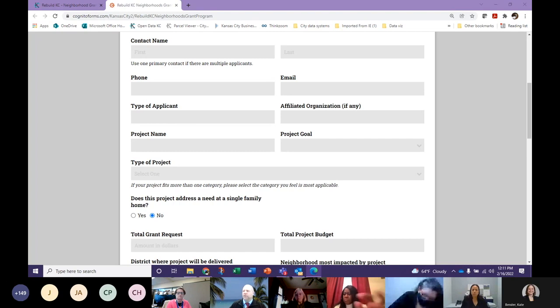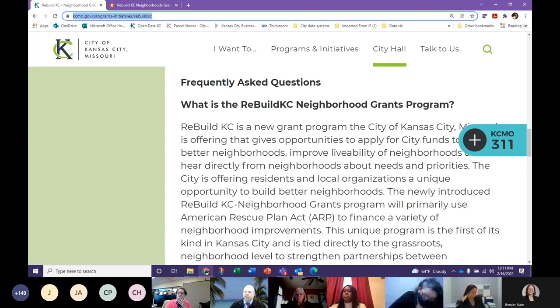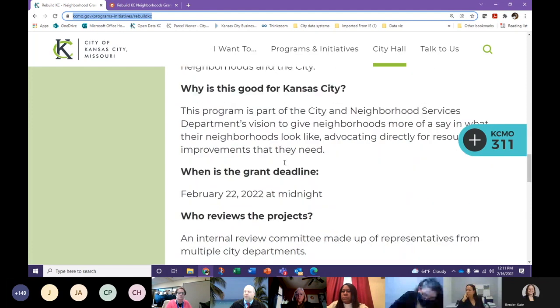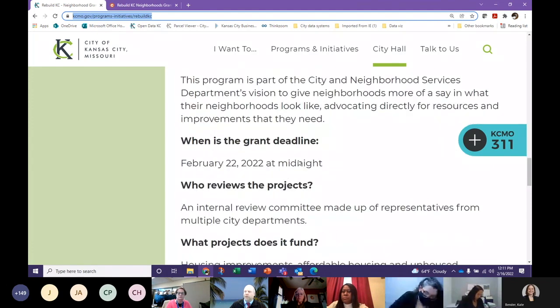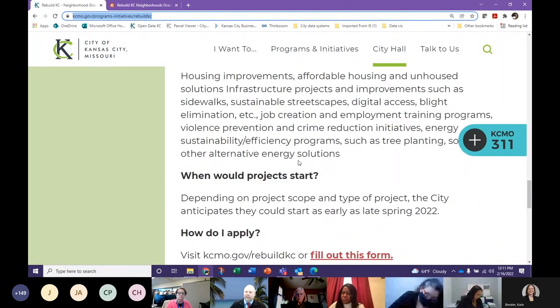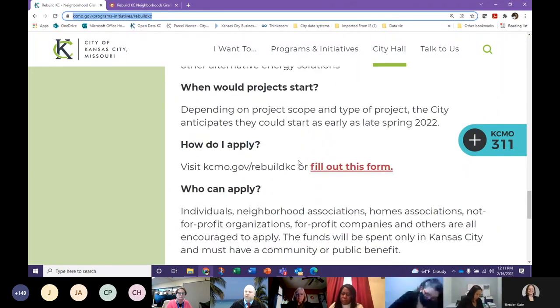So some of the more common questions that I've received are, well, the grant deadline, which is February 22nd. What kinds of projects does it fund? I kind of went over that already. And when would the project start? That's been a big question too. So we don't anticipate any funding for this program to start until our fiscal year, which is May 1st.